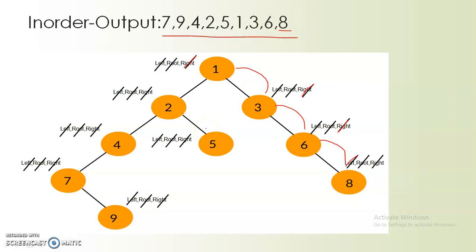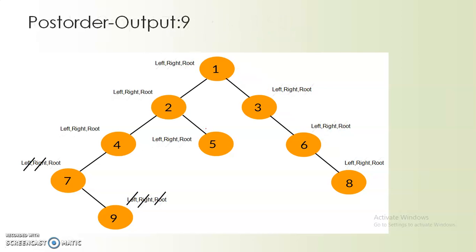So now we'll see postorder traversal. For the postorder traversal, we'll write there like left, right, and root. First left to be completed, then right to be completed, then root to be displayed.